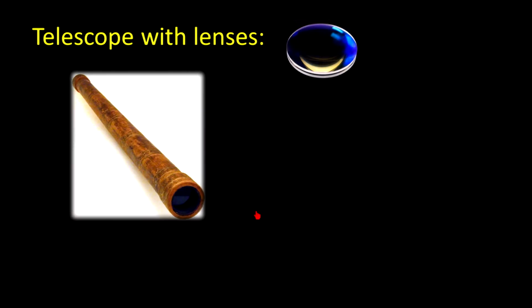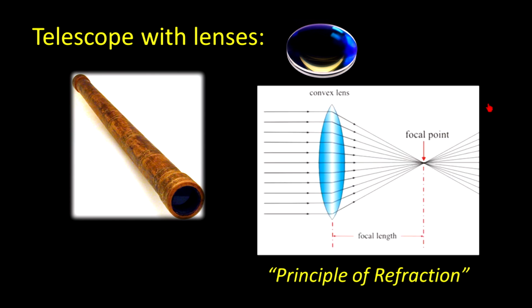Now, the way that we gather light, once you have a bucket and you are gathering the light, you obviously need to bring that light to a focus. Traditionally, as with the early telescopes invented in the early 1600s, this was done with a lens. And the way that a lens works is called the principle of refraction.